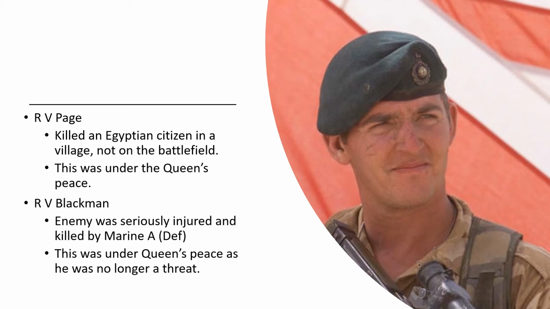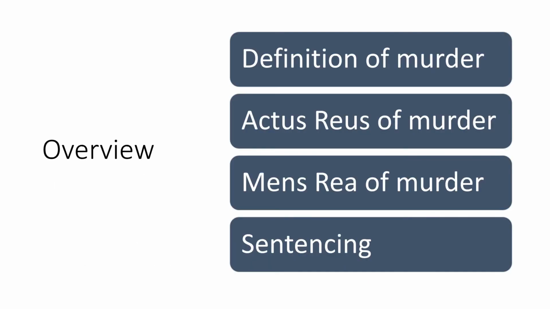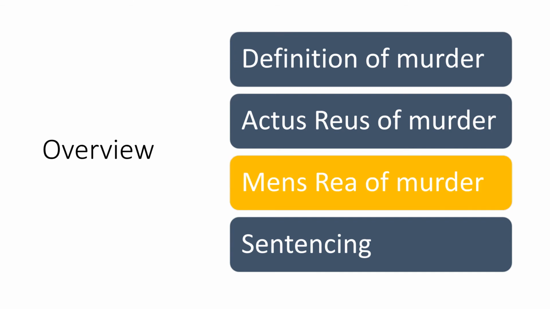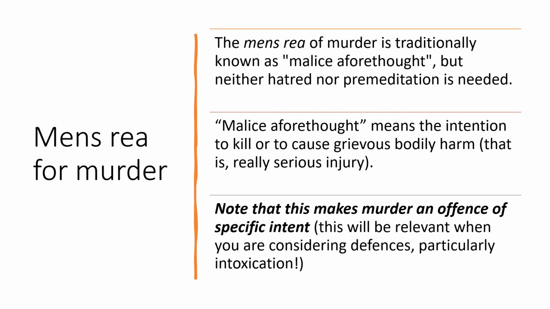So in this particular case, an enemy was seriously injured and then killed by Marine A, who was the defendant. Now this was under Queen's Peace as he was no longer a threat. So after being captured, at that point the threat was neutralized. There was no need to kill. So this became a killing which was under the Queen's Peace. So in summary then, we've had the definition of murder so far, the actus reus of murder, and we need to consider now the mens rea.